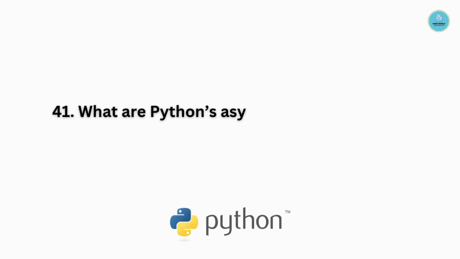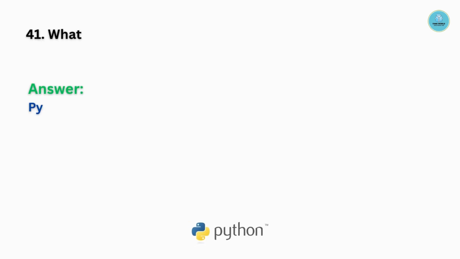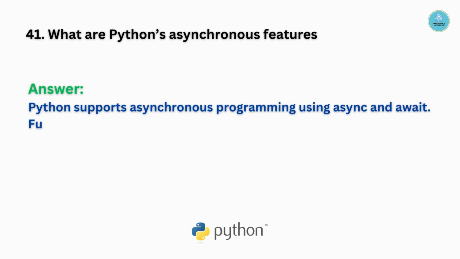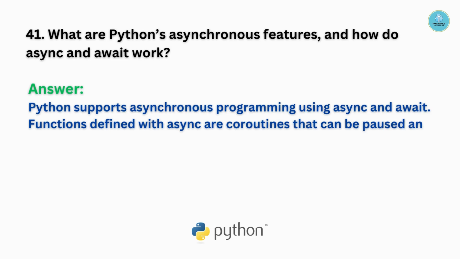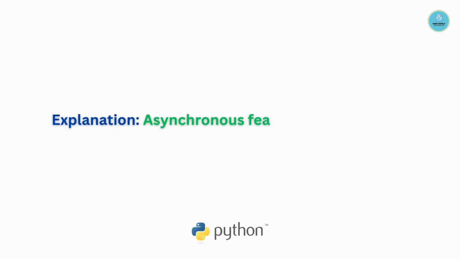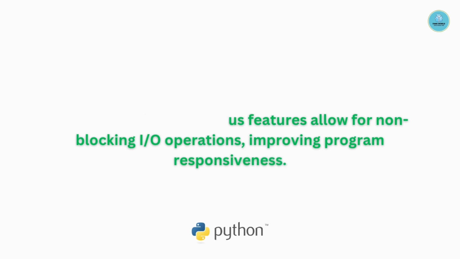Question number 41. What are Python's asynchronous features and how do async and await work? Python supports asynchronous programming using async and await. Functions defined with async are coroutines that can be paused and resumed with await. Example is as follows. Asynchronous features allow for non-blocking input-output operations, improving program responsiveness.